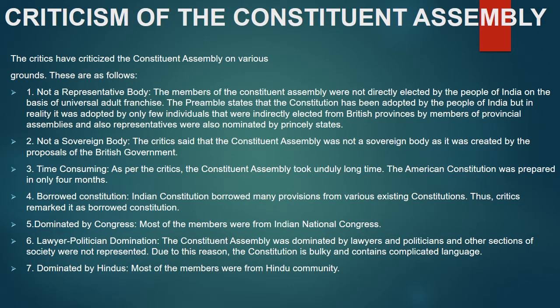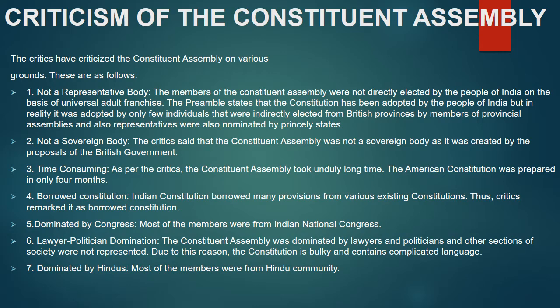Now there are a few criticisms of this Constituent Assembly and the Constitution of India. The main criticisms were: not a representative body. That is, in the preamble we are saying that we, the people of India, are adopting this constitution, but it did not select the members of the Constituent Assembly on the basis of voting by adult franchise.